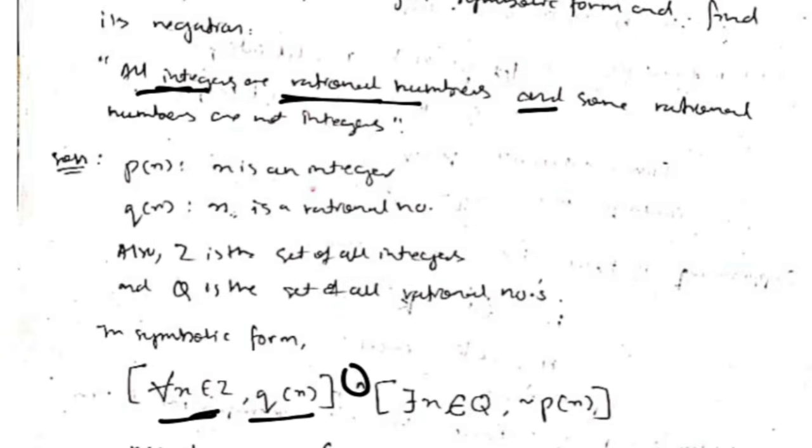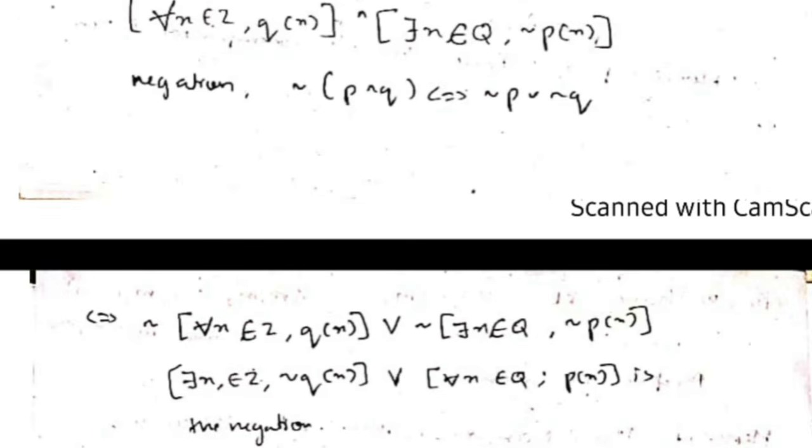Then "and" is given, so we'll use "and" here, and "some" is given, so we'll use that symbol. Some rational numbers are not integers. Not integers means not p of x, and since rational numbers have been given, we'll use q. Now we have been asked to find the negation of it. So this is of the form p and q. The negation of p and q can be written as negation p or negation q. Therefore you have to apply the negation on this and this.